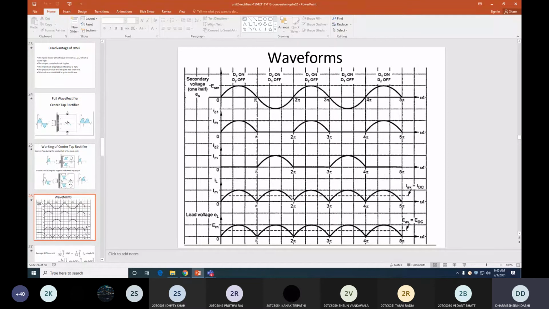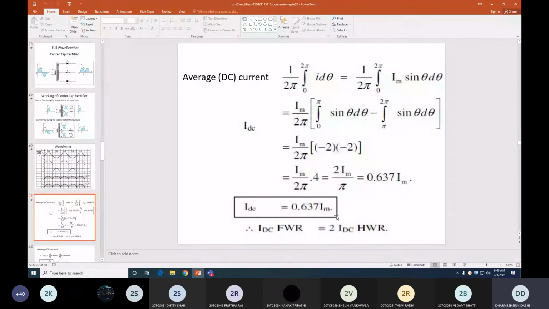And this dotted line indicates the average DC voltage of your output voltage. Clear? That is represented as IDC. In the next slide we will calculate this average DC voltage mathematically. And the last one is the load voltage. That also remains in the same phase with the load current because we take a resistive load. The load voltage is also pulsating in nature, and this dotted line is the average DC voltage.